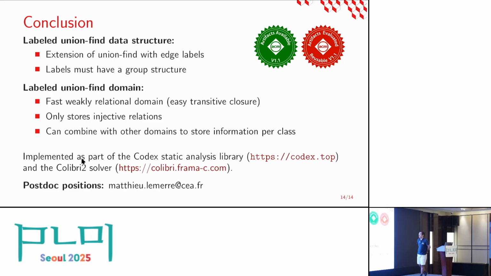So yes, to conclude, I've presented the labeled union find data structure, which is an extension of union find, which adds labels to the parent edges, with the requirement that labels must have a group structure. And then I've shown how you can use that data structure to represent a very efficient weakly relational domain, thanks to the very fast transitive closure computation.